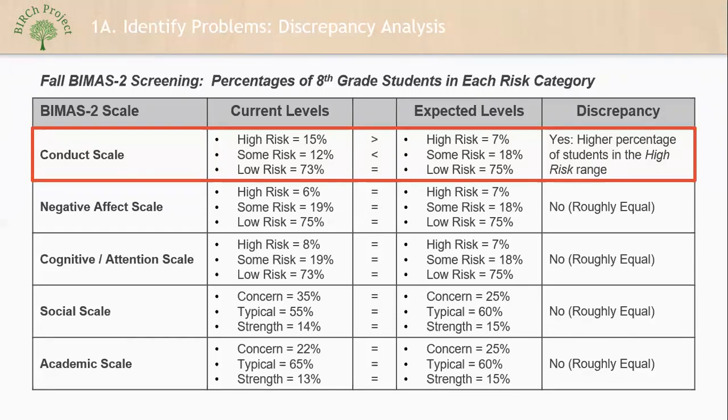I made this example simple to highlight this, but you can see then if you go look at the other scales that although they're not perfect matches, we have generally or roughly the same percentages of students that fall in each risk category as we would expect based on our historical data. So if we are looking at identifying problems in this particular school, the problem lies with student conduct, at least as indicated by this particular screening tool.